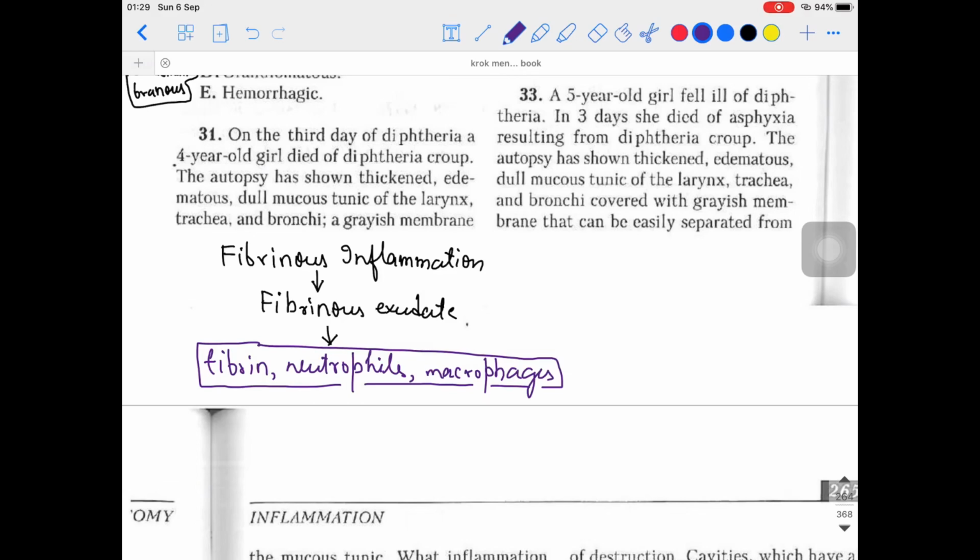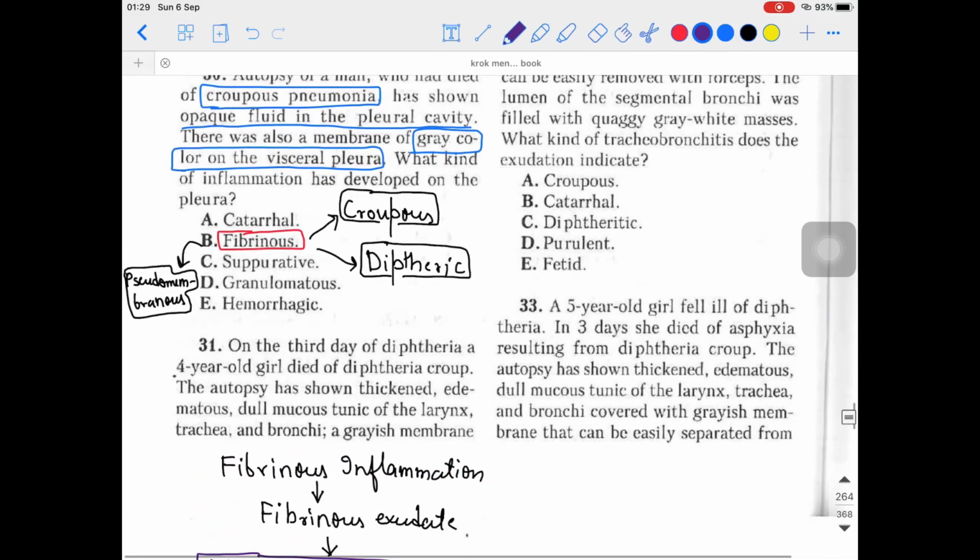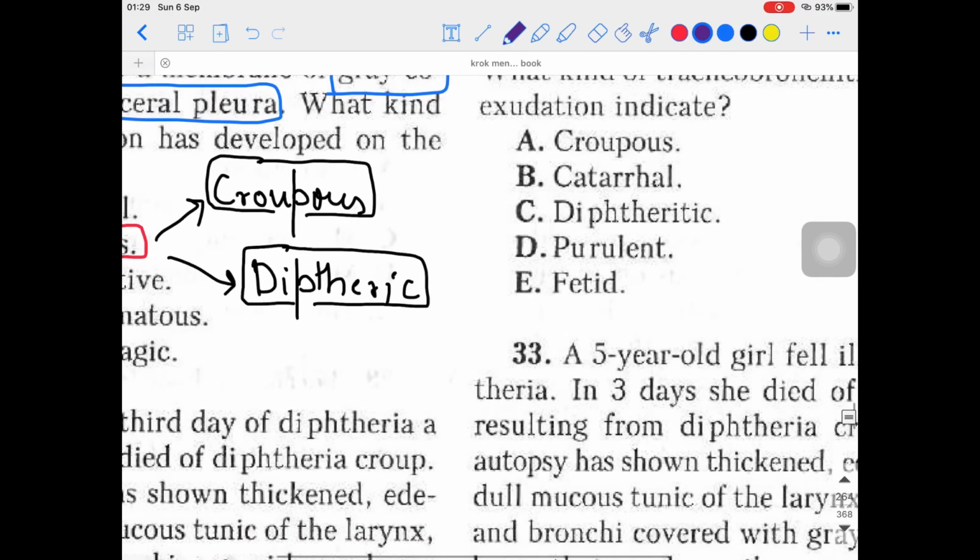One last thing which you need to know, enough about fibrinous inflammation, but for your CROC exam, what kind of epithelium do they involve? For example, I told you there are two types, croupous and diphtheric. Guys, please remember that croupous inflammation involves the columnar epithelium. So croupous inflammation develops on columnar epithelium. I hope you know the location of the columnar epithelium. Yes, most of your GIT has columnar epithelium.